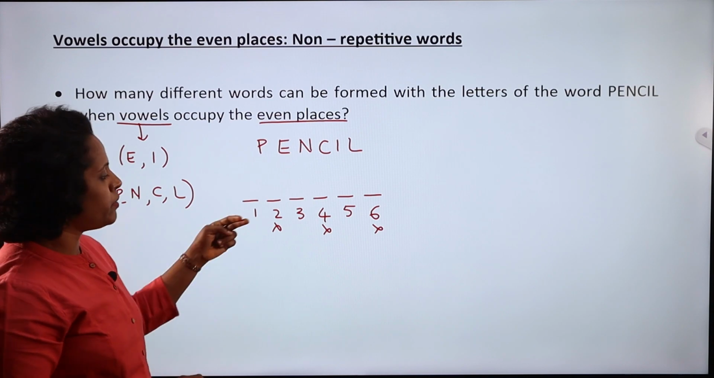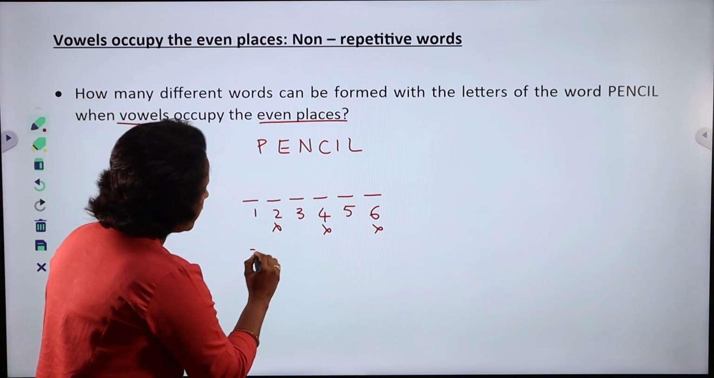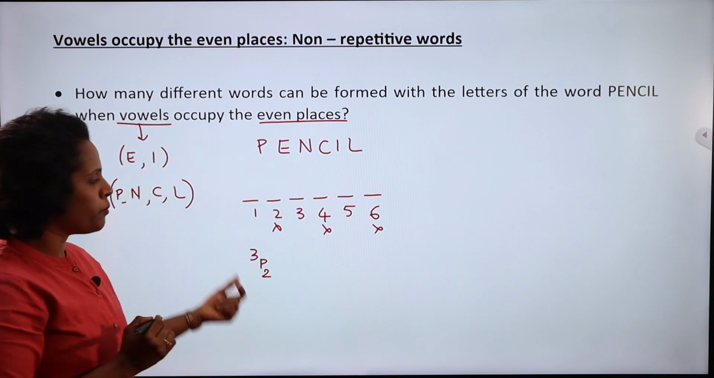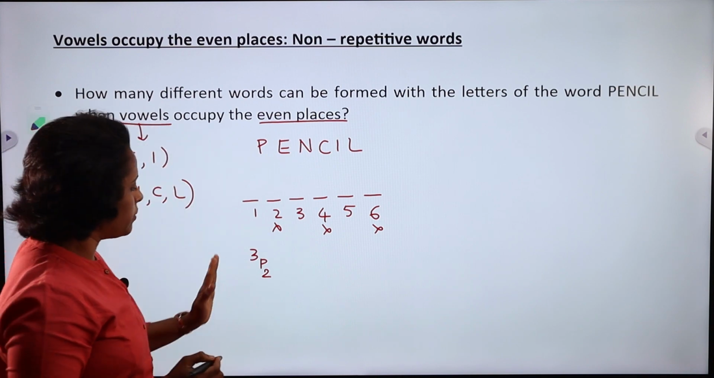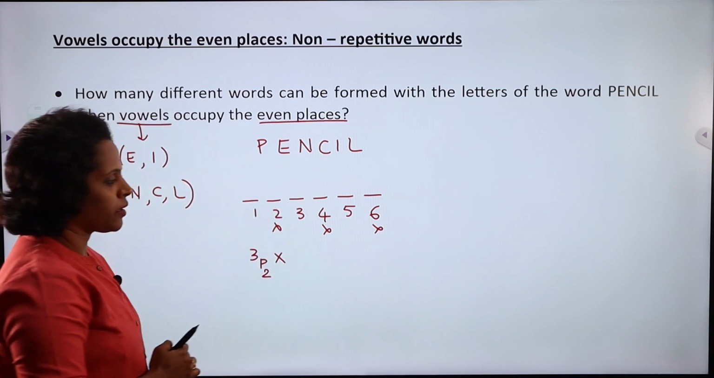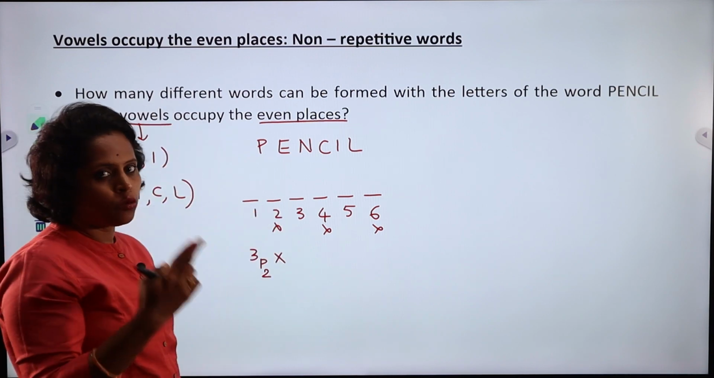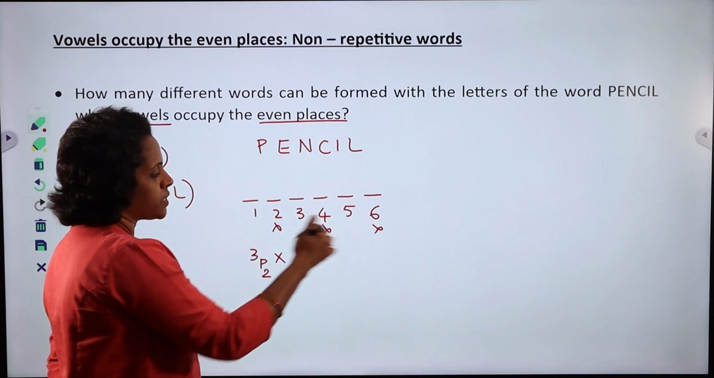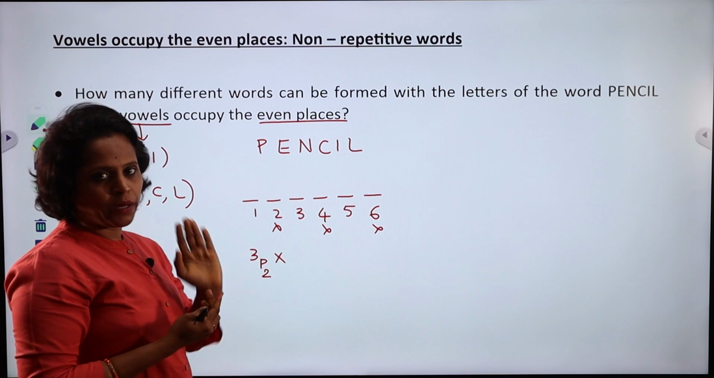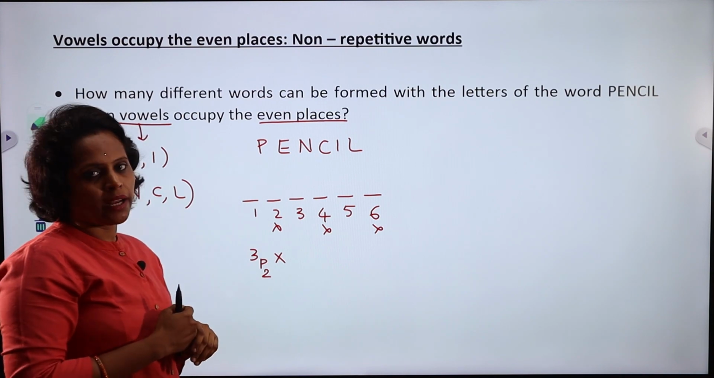2 vowels can be filled in 3 places in 3P2 ways. No denominator because no letter is repeated. So 3P2 ways into EI, only 2 letters. But at 2, 4, 6, we have 3 places. So 2 letters can fit in 2 places. 1 more place will be remaining.